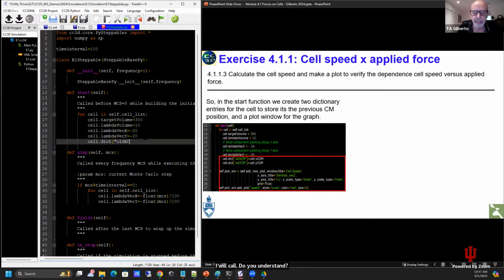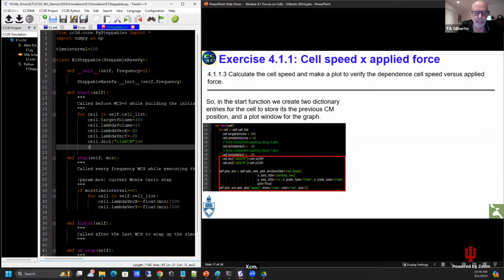Old XCM equals to 0. Cell.dict old YCM, oops, old YCM equals to 0.